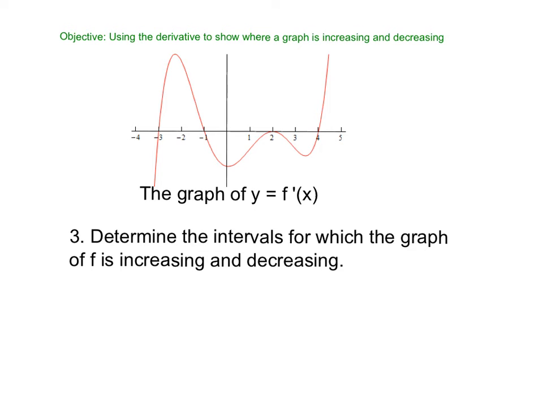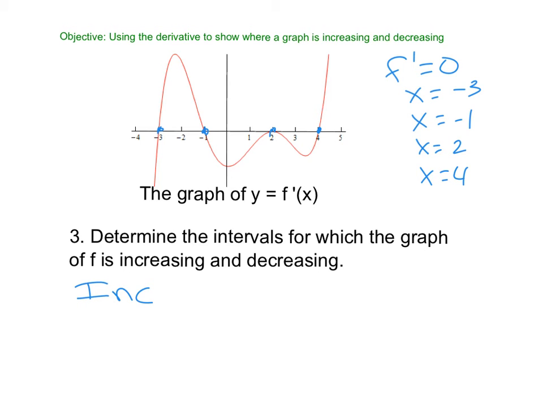All right, so remember, the first thing you want to ask yourself, where is f prime equal to 0? Well, we get -3 crosses, so all these points where it crosses the x-axis. So -3, -1, 2, and 4. All right, so increasing, where's the derivative greater than 0? That's just above the x-axis. So that's from -3 to -1, and then 4 to infinity.